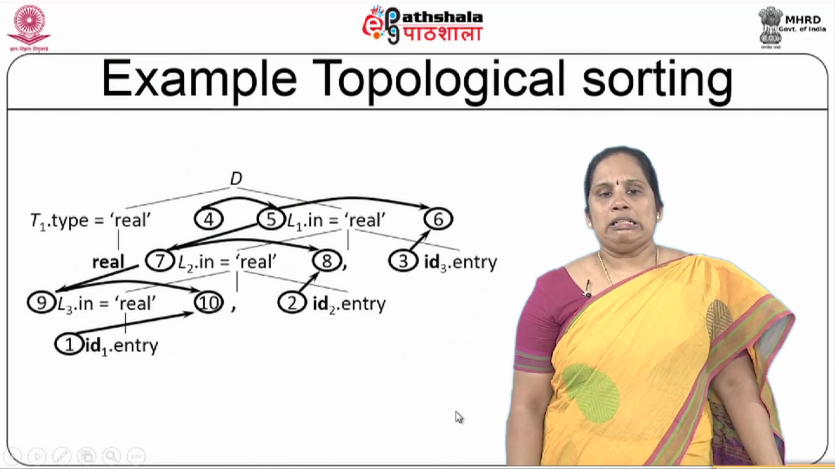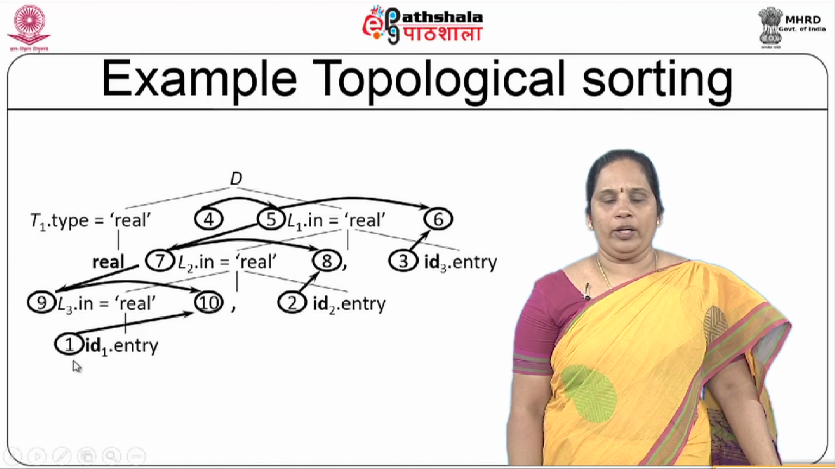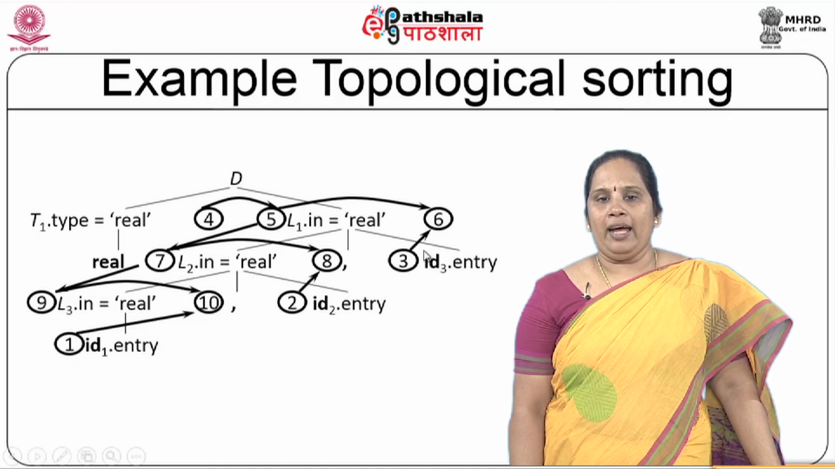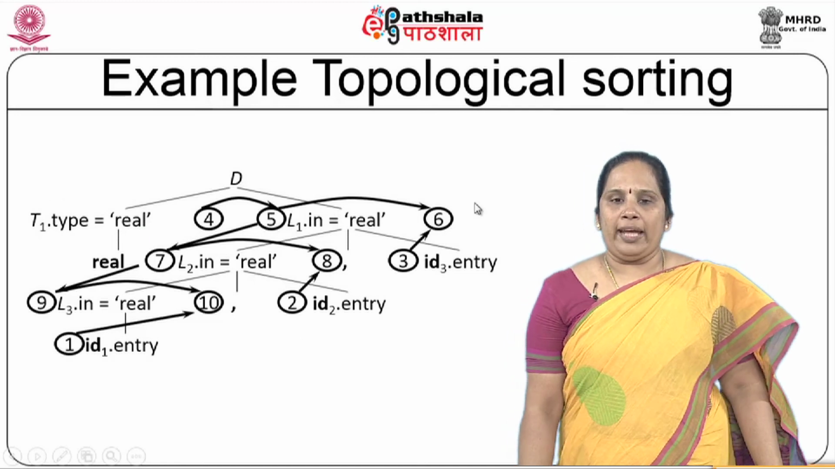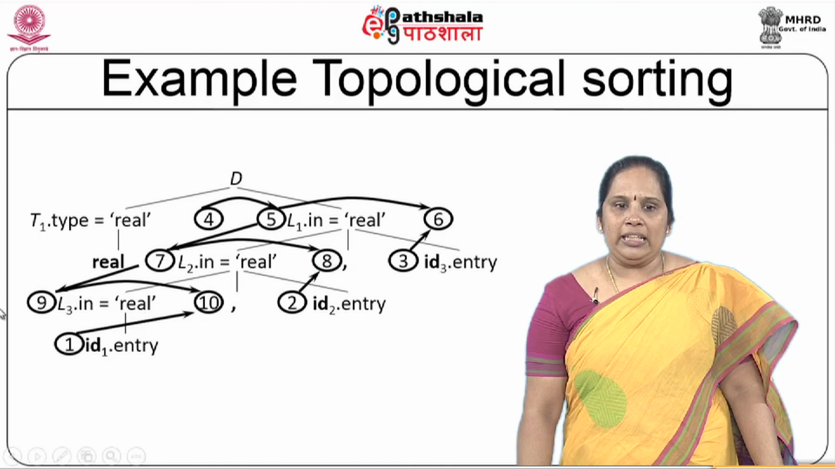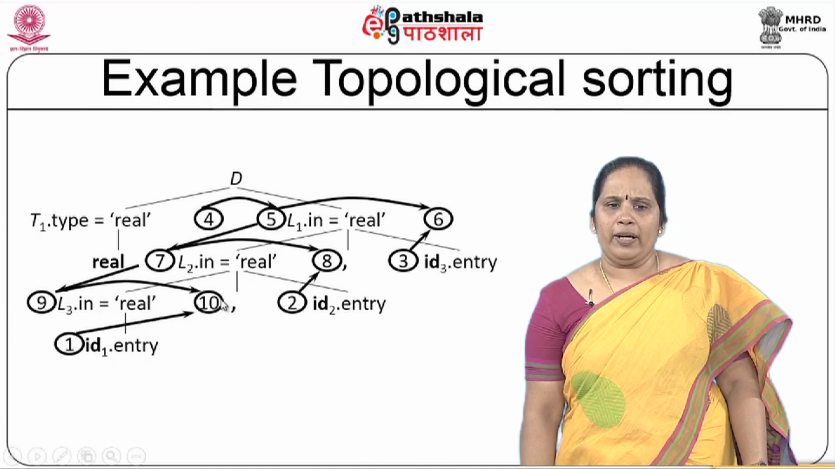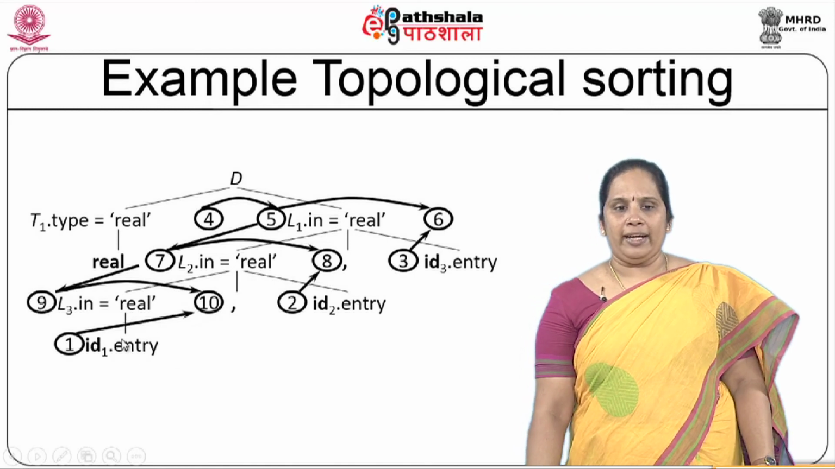So, how do I evaluate the semantic rules? In this example, I know that I have to do id1.entry first. That is your first variable. Followed by that I have to do this id.entry, then I have id3.entry, and then I have to look at this T.type equal to real, and then I have to evaluate this particular node L.in equal to real, and then I have to get this value assigned to L.in, and then 7, and that is going to be again 8 and then 9 and 10. So, I will get two values, this comma basically has to be evaluated. So, this is going to be L.in equal to real. So, I have to get this value first.